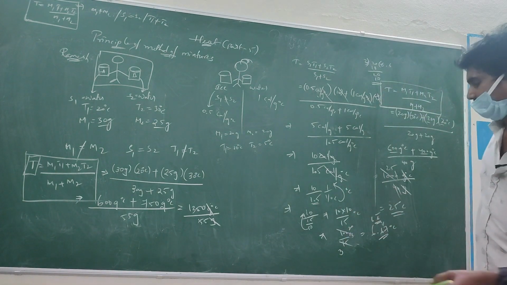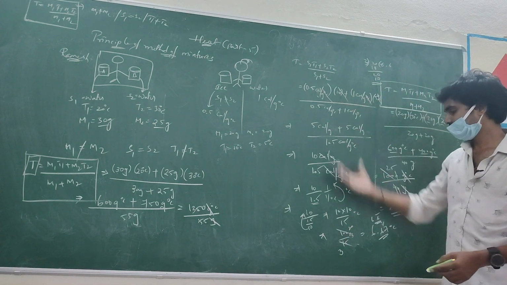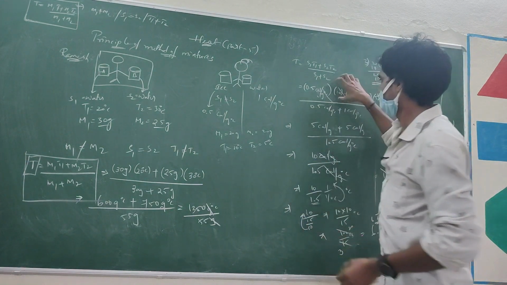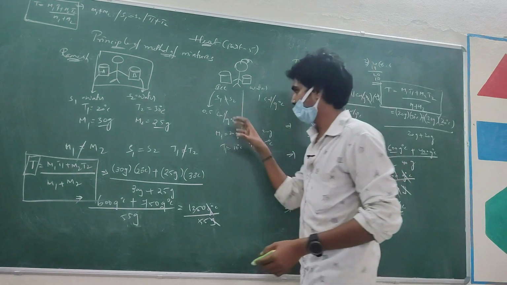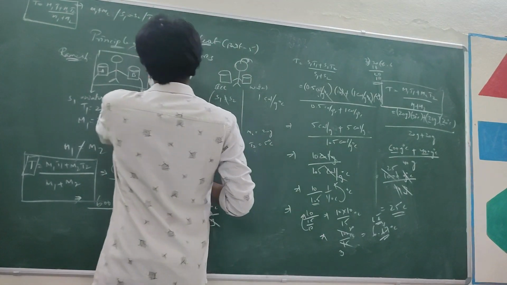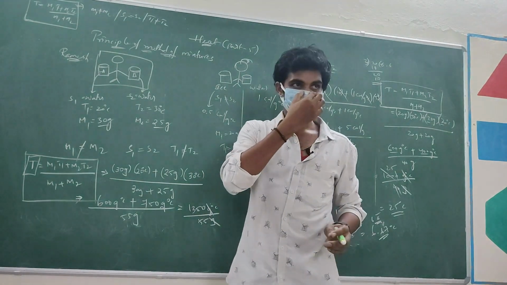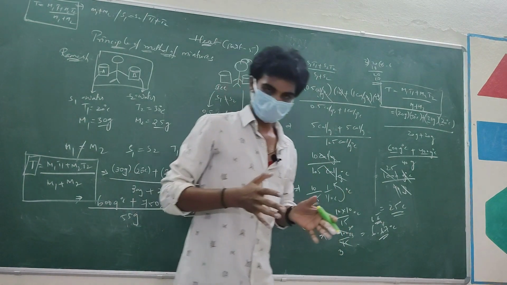I think it's very clear, right? The process is very simple, but you need to know the formula. Is it clear? So this is all about the principle of the method of mixtures. In the coming video, we'll deal with the specific heat of a solid experiment. Clear? Thank you.